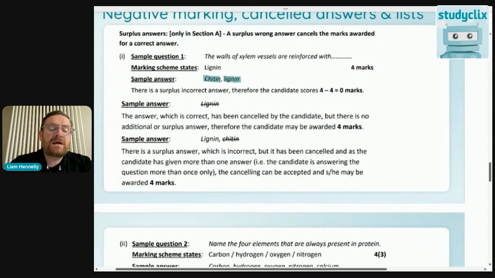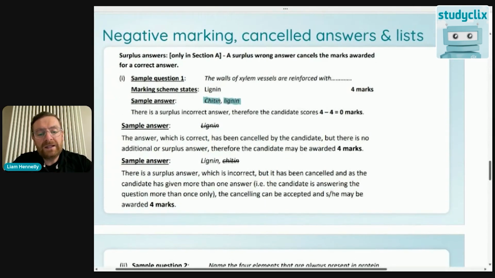And in the last sample answer on this question, lignin is written down, chitin is also written down, but it is crossed out. So there is a surplus answer, but this time, as it is crossed out, the marks can be given. So the 4 marks will be awarded.